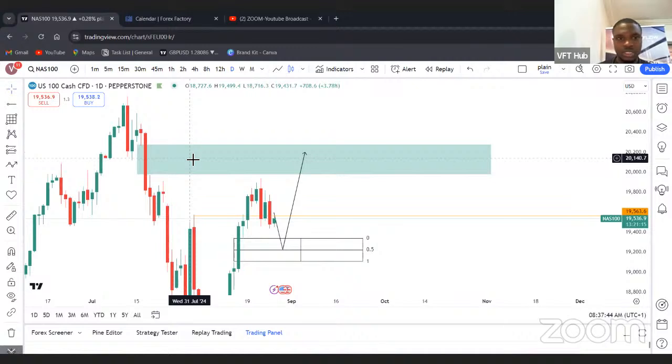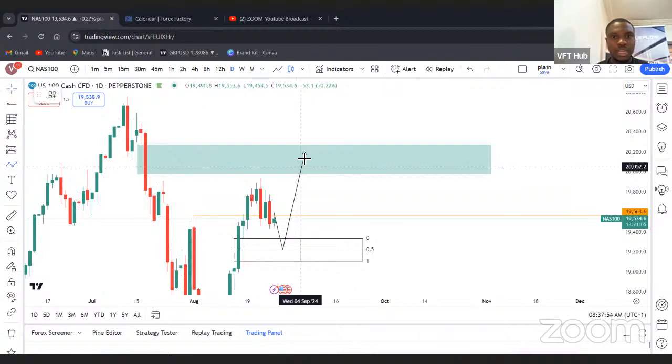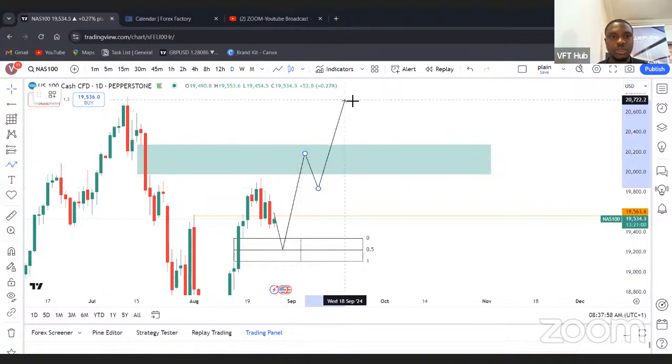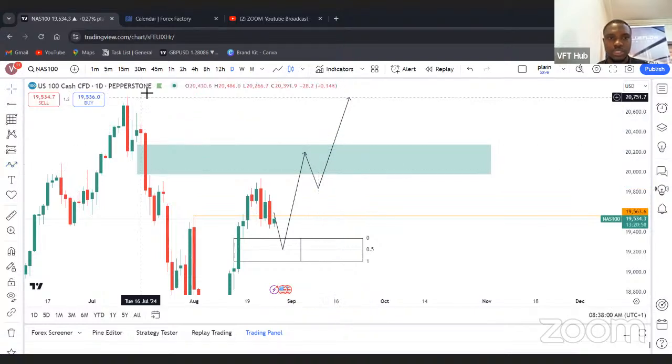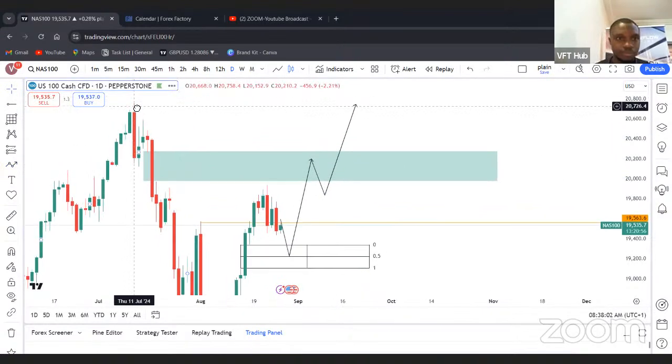This is NAS 100. It reacts very well to fair value gaps. So there will be some sort of reaction from this level, which is quite normal. And then I expect something like this too after a bit of reaction, and then ultimately we continue to the upside. So here is the ultimate take profit for this buy, right?